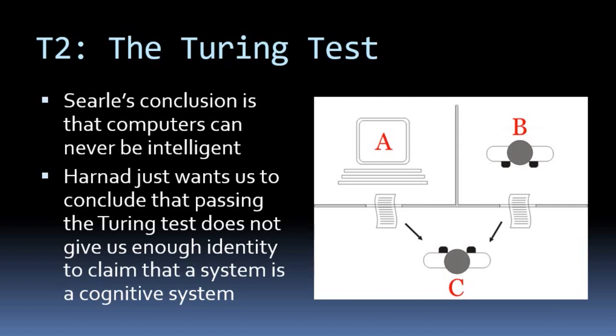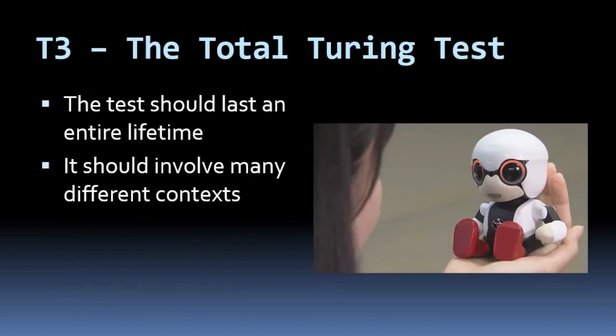All right, maybe something stronger then. So suppose we do T3, which is the total Turing test. The test should last an entire lifetime. It should involve many different contexts. So you've got a robot. It lives an entire life. You send it to kindergarten. You send it to elementary school. It has a terrible breakup with its significant other. It struggles to find a job. It gets depressed in its mid-20s. It has a whole life.